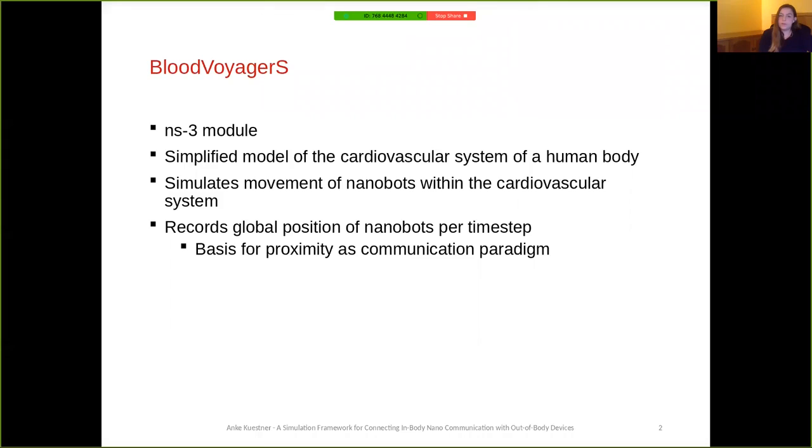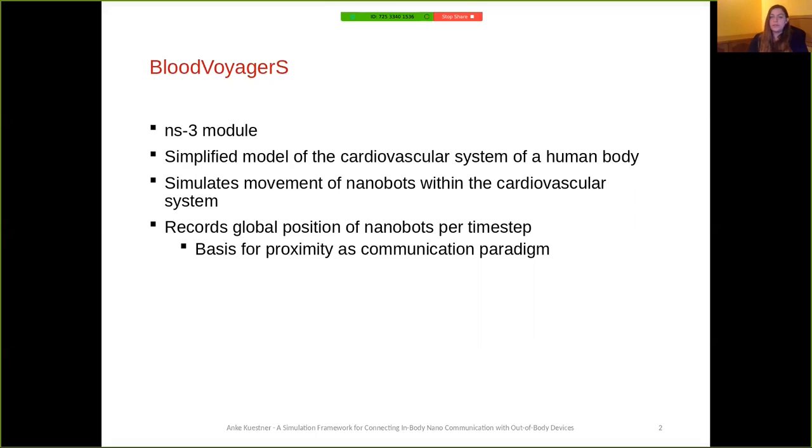In order to gather data or to even send commands to sensors, we need to build up a network between the sensors within the body. And further, we need an interface to be able to communicate to devices outside of the body. Since carrying out experiments on humans could be life-threatening, we decided to develop a simulation framework. Within this simulation framework, we need to simulate the physical environment. For this, we used BloodVoyagerS.